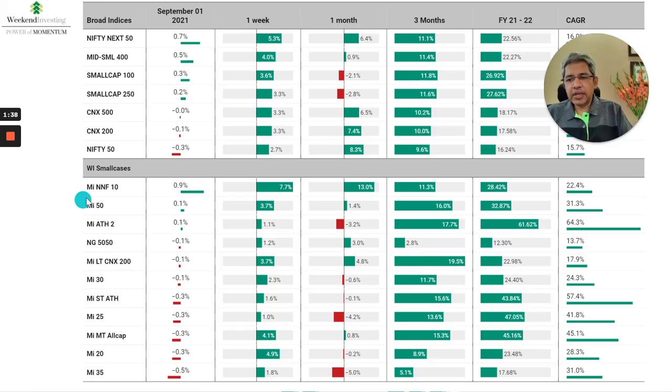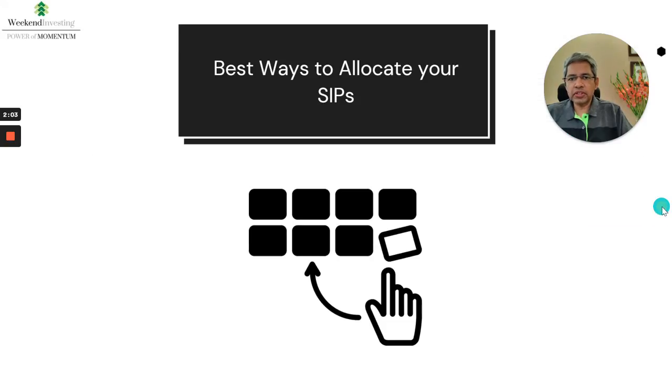And the corresponding Weekend Investing smallcase, Nifty Next 50 10, is up 13% in the same time period of the last 1 month. And for this week, it is up 7.7%. So phenomenal performance by NNF 10. The other strategies were very muted, ranging from minus 0.5% to about plus 0.1% today. So nothing really to report much on this.